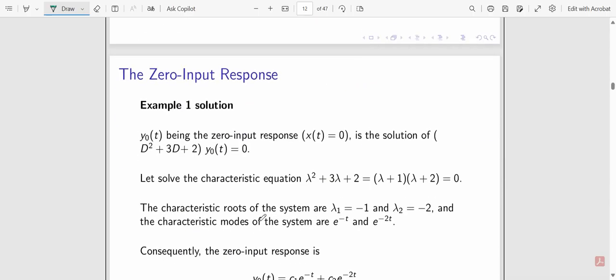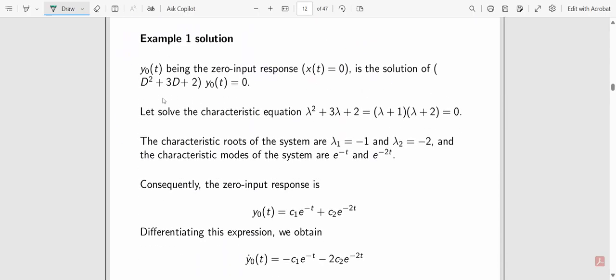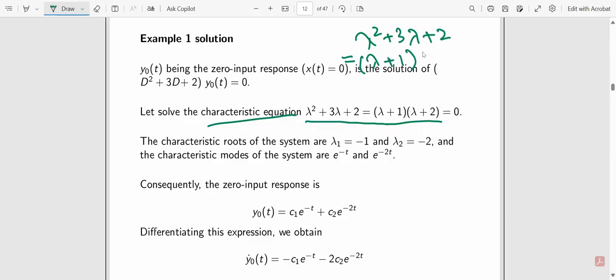Now, using these initial conditions, first we replace D with lambda in the characteristic equation. Then if we make the factors, we have lambda squared plus 3 lambda plus 2, which mathematically factors as lambda plus 1 and lambda plus 2, equal to 0. From the first part we get lambda equal to -1, and from the second part we get lambda equal to -2.